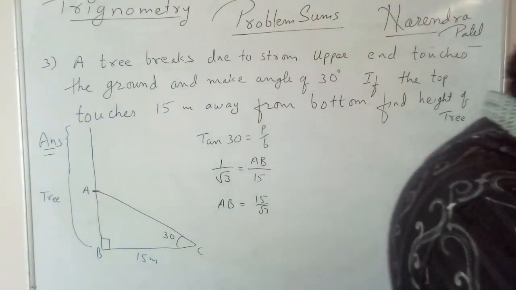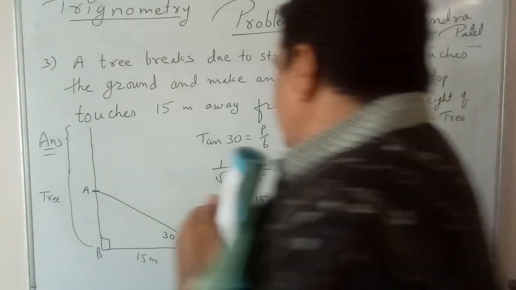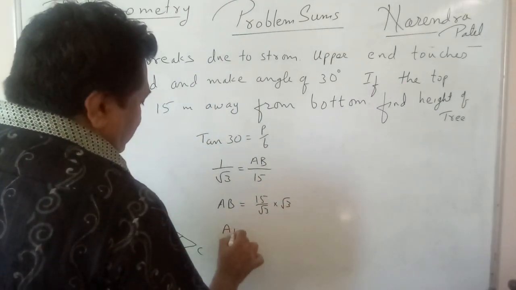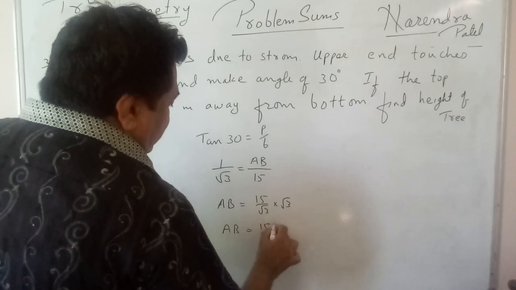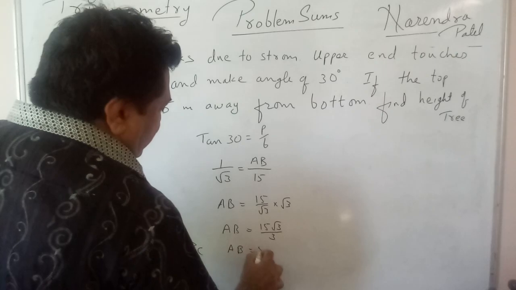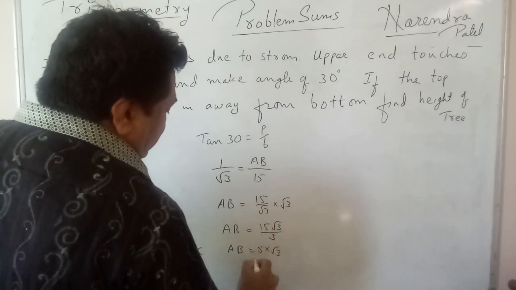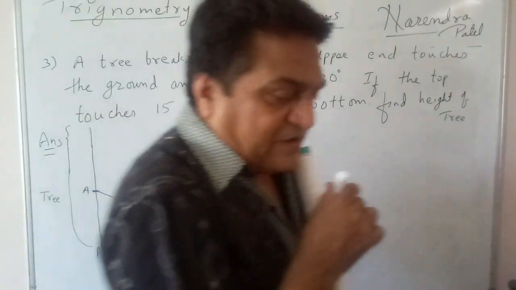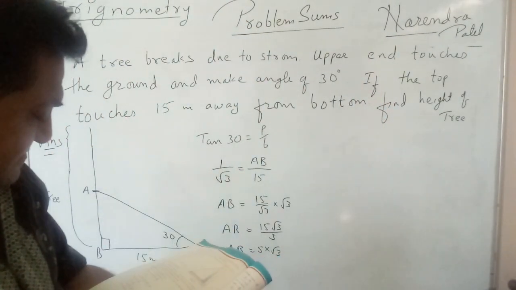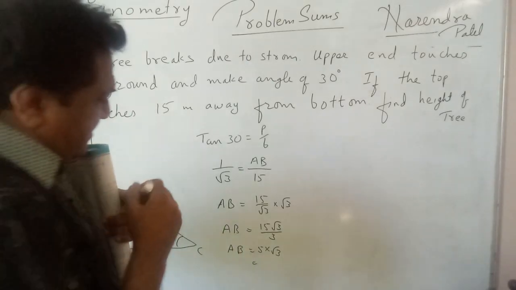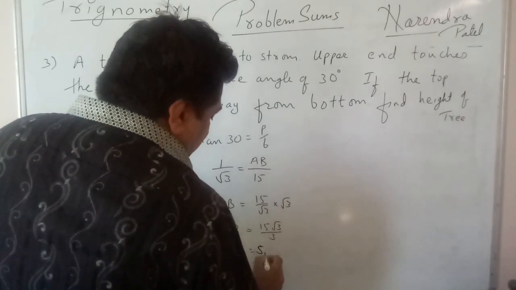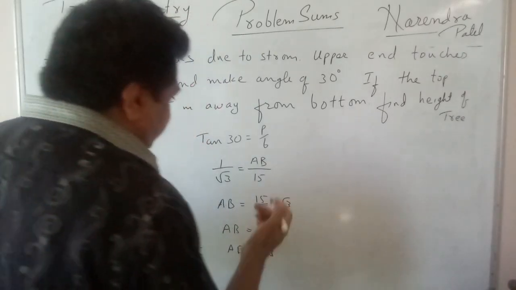Now here you can rationalize the denominator by multiplying by root 3. So what we will get? 15 root 3 upon 3. 3 into 5 is 15, so AB is equal to 5 root 3. You can use the value of root 3, that is 1.73, or you can keep it as it is. Let it be 5 root 3. At last we will put the value.